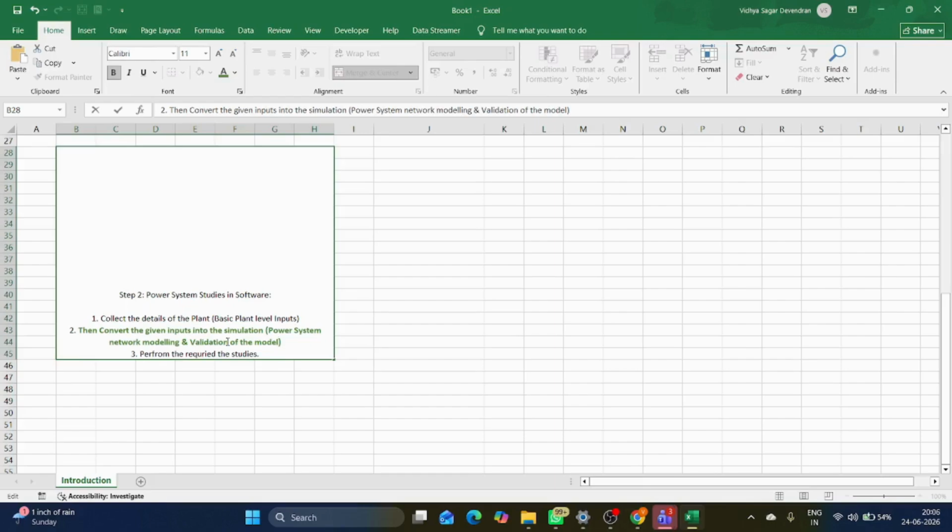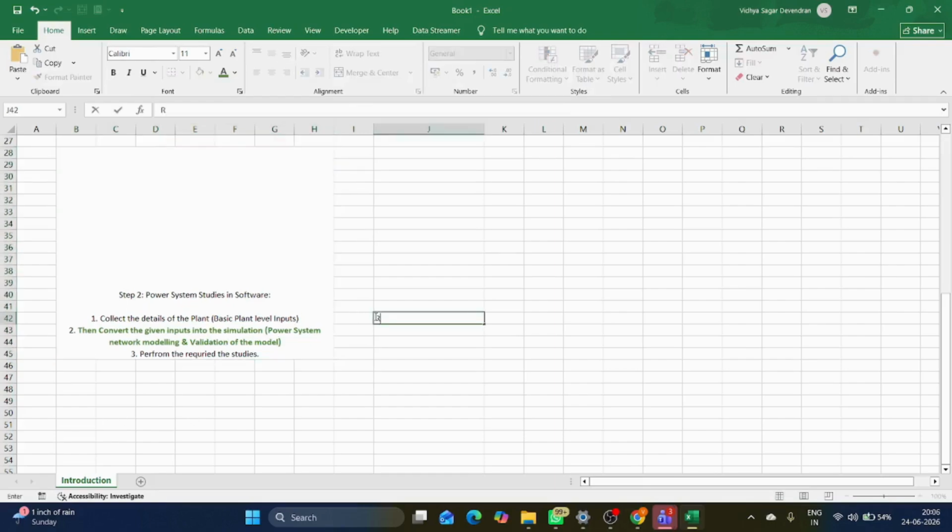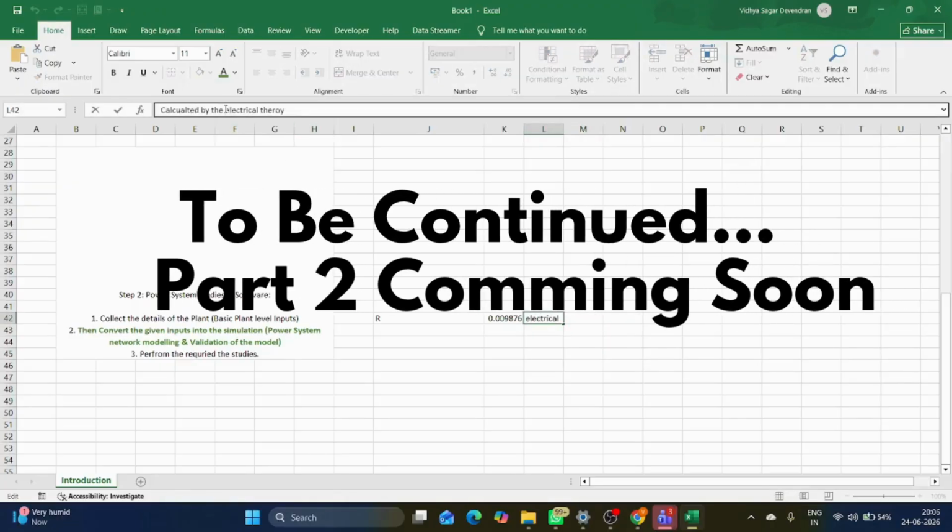Modeling we can do with anything. I have to enter an R value here. You can enter 0.009875, any value, but how does this value arise? It can be calculated, for example, by electrical theory. We are going to use basic electrical theories, like Ohm's law, which is a basic one. Maybe, I'm just saying.